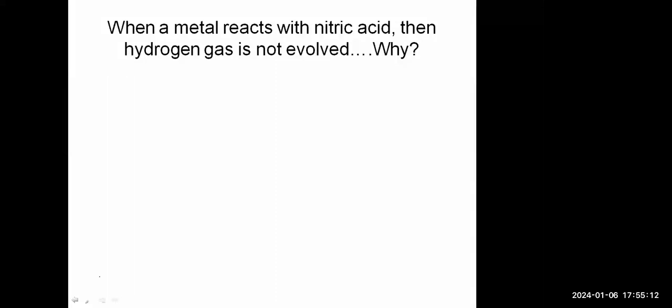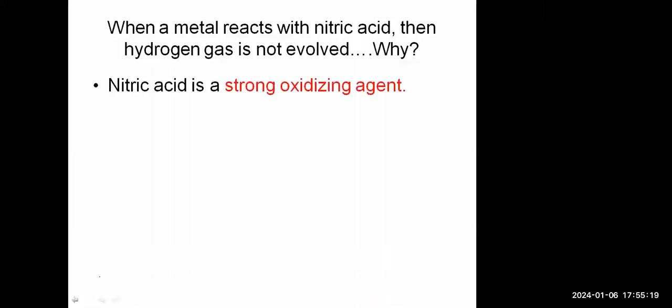Now this is very interesting. Nitric acid will not give hydrogen gas when it reacts with metals. The reason is, children, nitric acid is a very strong oxidizing agent. So you know what happens?